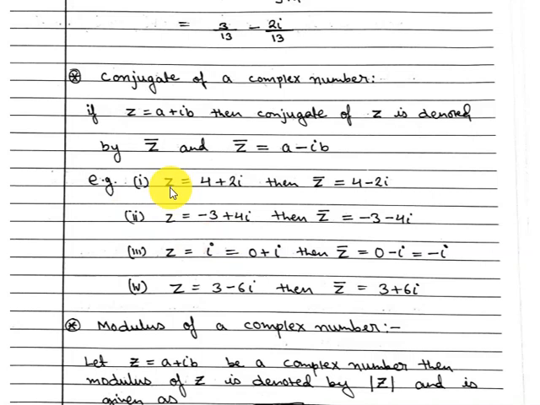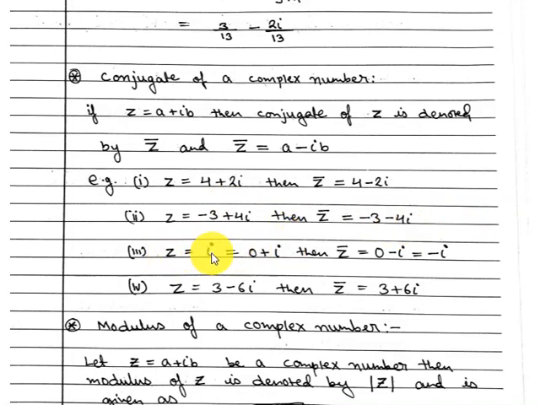So for example, I have a complex number z equal to 4 plus 2i, then the conjugate of this will be z bar equal to 4 minus 2i. Here it was plus, so this becomes minus. Now z equal to minus 3 plus 4i, so the conjugate of this will be minus 3, and this sign will change. So the sign with the i part, whatever is there, gets changed.